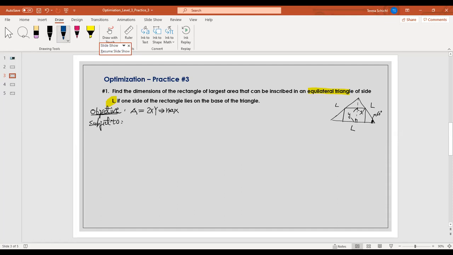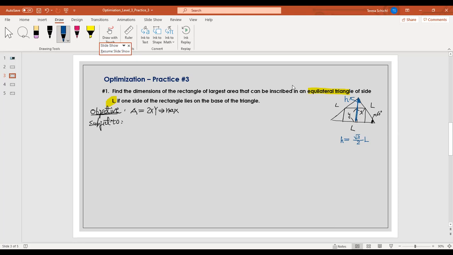Let me draw this in a different color here. If this is my height of the triangle, because this angle is 60 and this one is equally divided, this is 30. So I know this triangle is 30, 60, and 90 degrees. So it is a special triangle. Because L faces the right angle, the height faces 60. So I know the ratio is square root of 3 over 2 times the hypotenuse. So the height is equal to the square root of 3 over 2 times L, because of the special triangle.